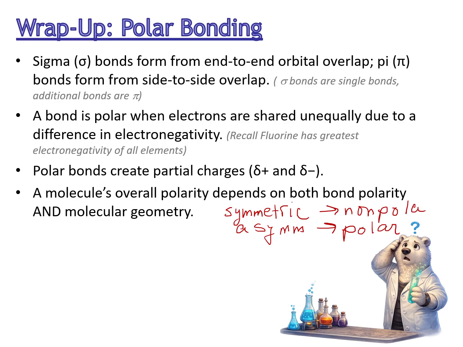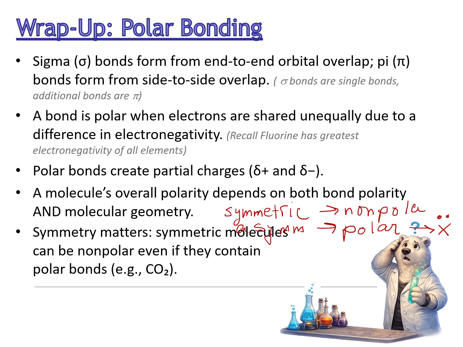And remember, if you have a lone pair on the central atom, I'm just using X, that causes it to be polar because that lone pair breaks the symmetry. And yeah, symmetry matters. As I was just saying, you can have polar bonds, but because it is a symmetric molecule, you end up with a nonpolar molecule. So that's it for polar bonding.